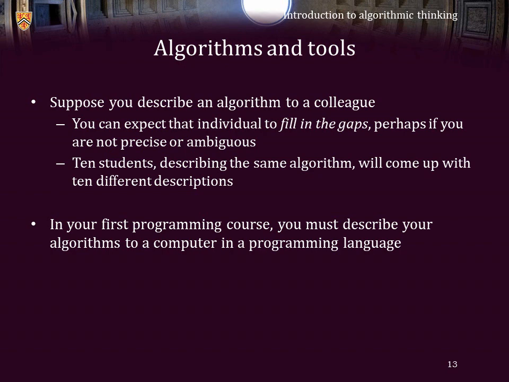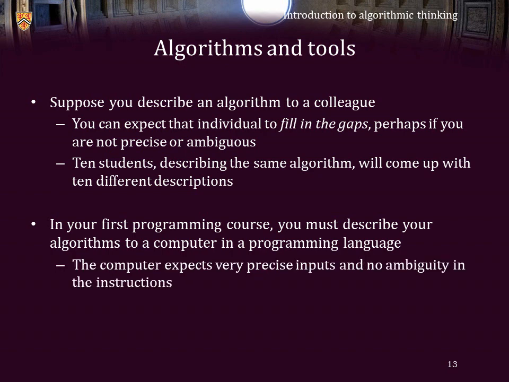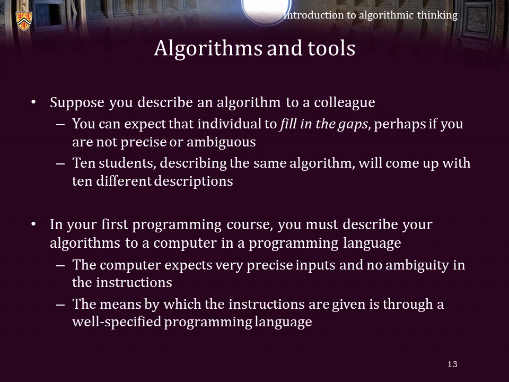Unfortunately, in your first programming course, you must describe your algorithms to a computer in a programming language. And the computer expects very precise inputs and absolutely zero ambiguity in the instructions. If you incorrectly give the computer the wrong instructions, it will very quickly give you the wrong answer. The means by which instructions are given to a computer is through a well-specified programming language. And this, unlike English, does not allow for ambiguity.